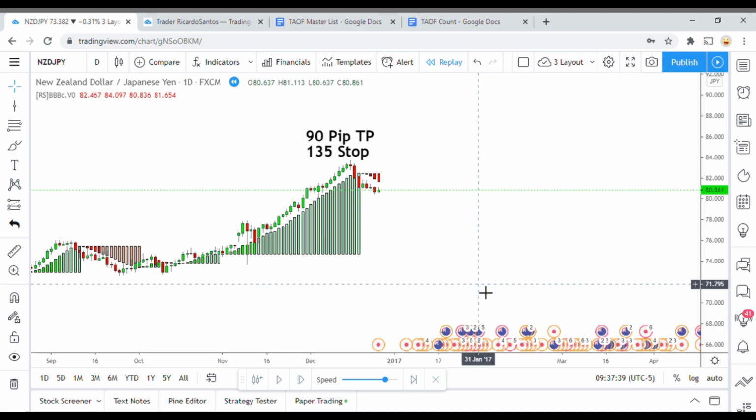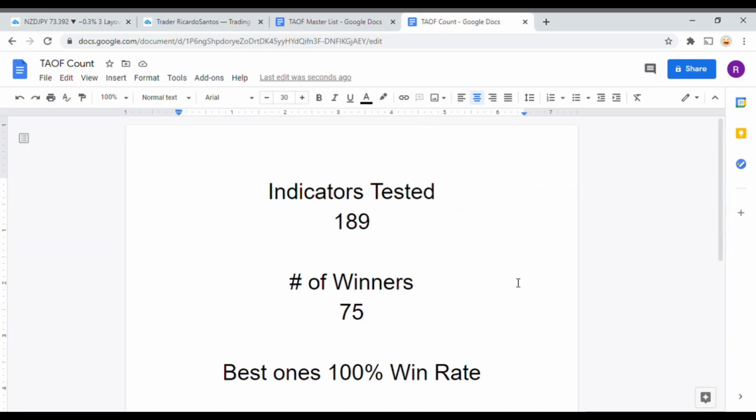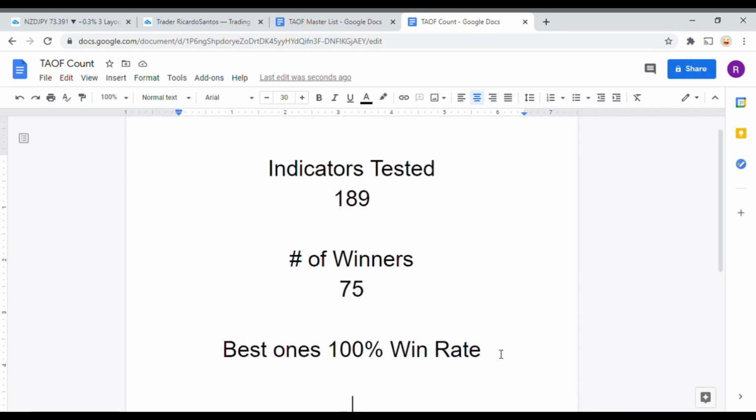All right, as I said, today we will be testing the Bollinger Band Breakout candle indicator. But before we do, I wanted to put the indicator scoreboard up for everyone to see.